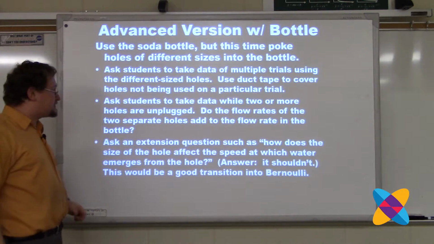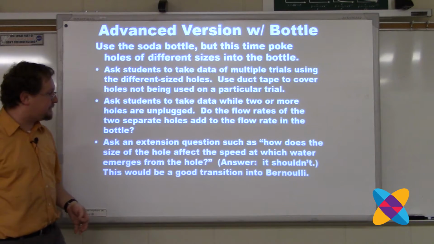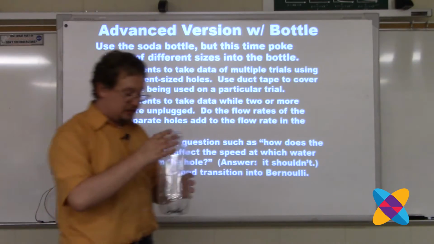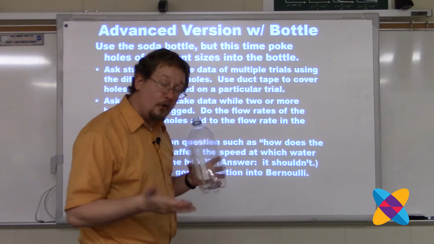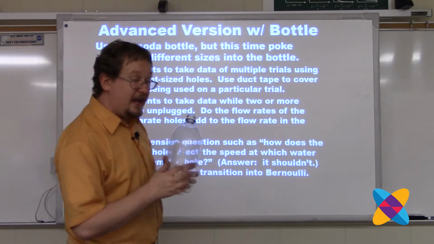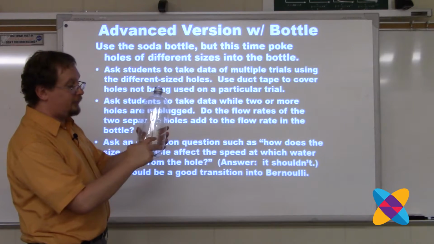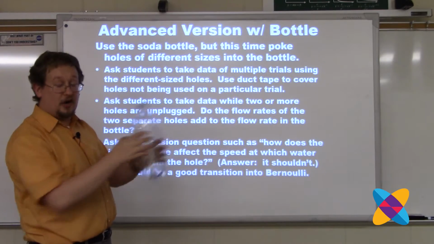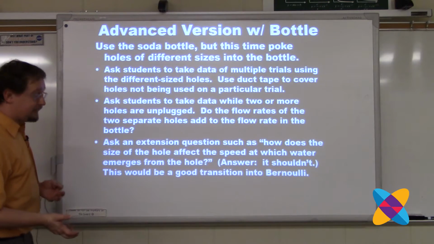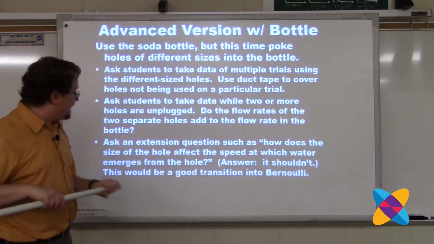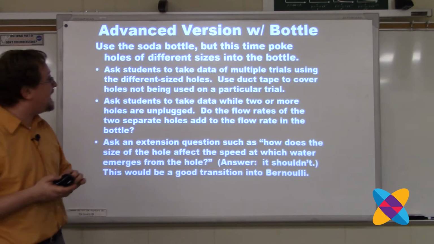Ask an extension question such as, how does the size of the hole affect the speed at which the water emerges from the hole? The answer is it actually shouldn't, except there is such a thing as viscosity. So you can have them try holes of different sizes, and they can show that as long as all the holes are the same height and the water level starts at the same height, the velocity coming out of the holes is the same regardless of the diameter of the hole. That's a good transition to the Bernoulli principle, which is what we're going to talk about next.